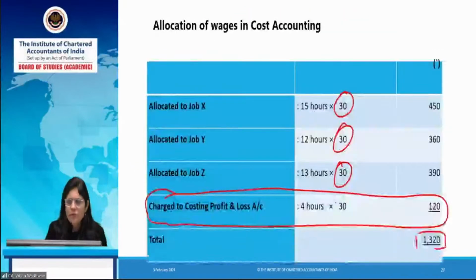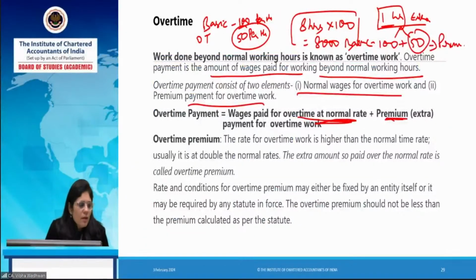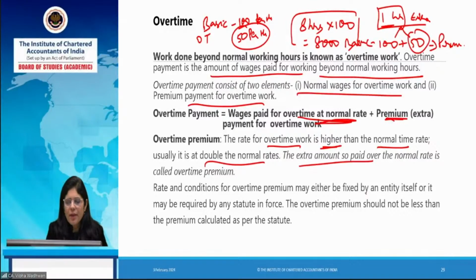Okay, let's move on to the question again. What is 800? I don't understand, Srinivasan, what you want to say. So this is overtime, what I was talking about. The rate of overtime work is always higher than the normal time rate. Usually it is double the normal rate. So the extra amount so paid is called overtime premium. Rate and conditions can again be fixed by the organization.